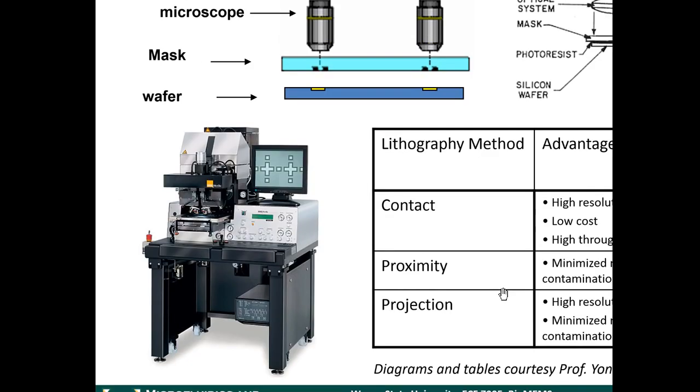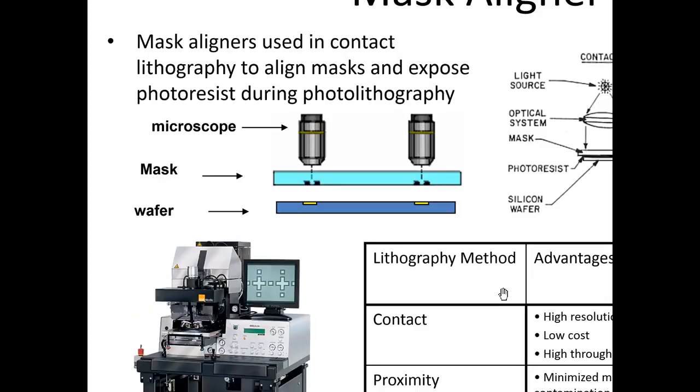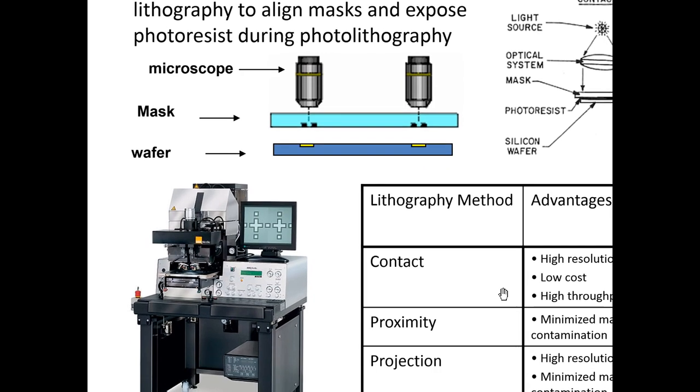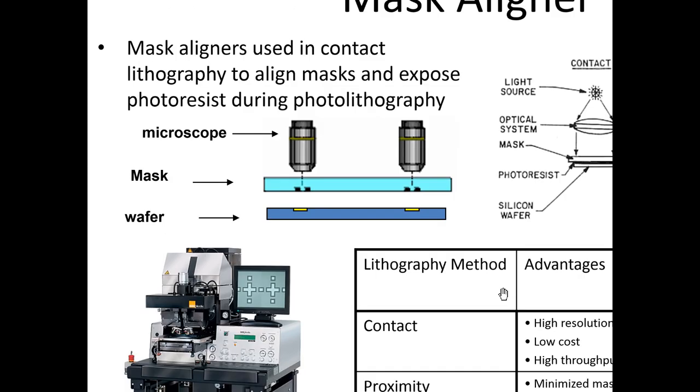This is an example of a mask aligner that we have here in the Wayne State clean room. This is the MA6. Typically, what a mask aligner like this would have is that the mask would be inserted into the device. Again, the mask is something that you design, depending on the device that you're making. The wafer sits underneath there, and the mask aligner presses the wafer up against the mask.